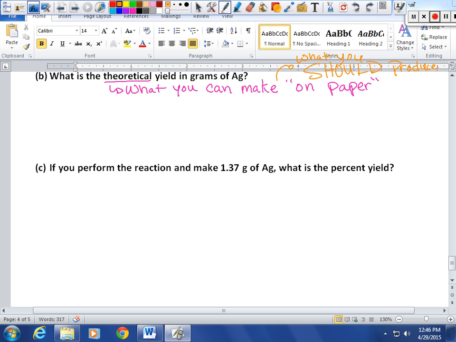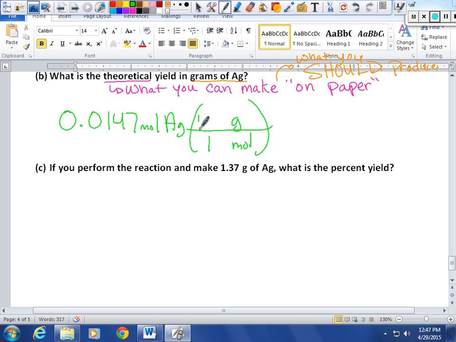Now, the good news is, it says, what is the theoretical yield in grams of silver? Well, what's the good news about this part? What do you already have calculated? You've already got the moles of silver. So what was your least value of moles of silver? So this turns into a one-step, very simple, 107 point what? Silver was 107.87.